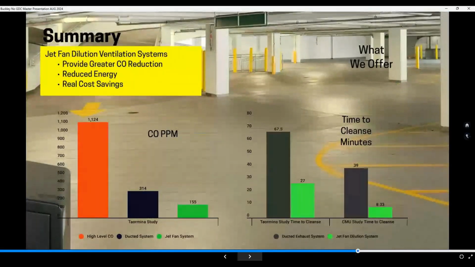In summarizing that, it's easy to see that jet fan dilution systems, whether you're comparing them to a traditional shafted system or a traditional ducted system, do a much more thorough job, in a more timely and energy efficient manner, of cleansing and removing the carbon monoxide.